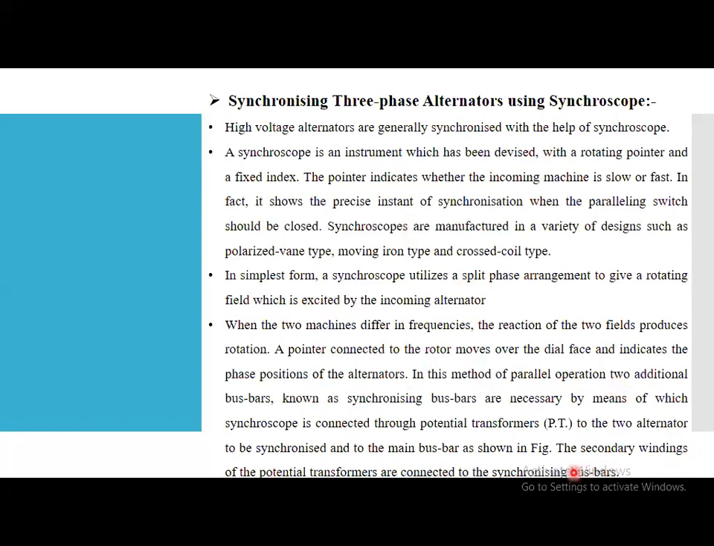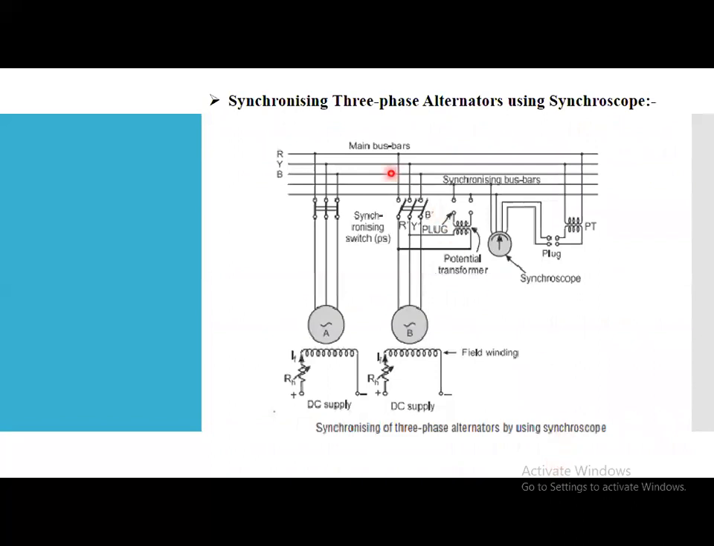The secondary windings of the potential transformers are connected to the synchronizing bus bar. So we have two bus bars, you can say. One is the synchronizing bus bar, in which we are connecting our synchronoscope.